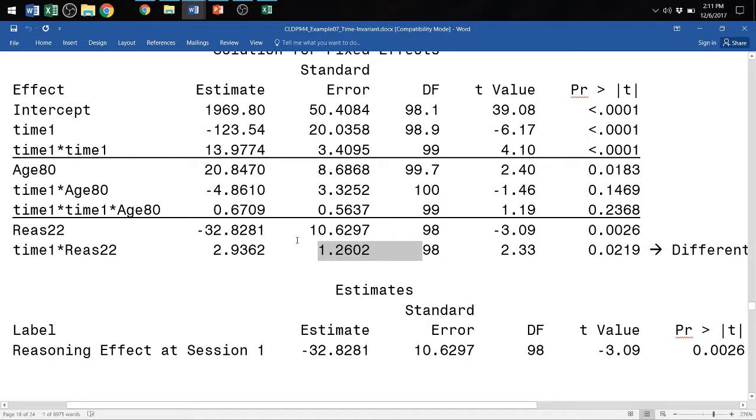It changes for two reasons. The term itself means something. So in the previous model, time by reasoning is conditional on the first occasion, and so the standard error reflects that new effect. But it also changes because it's not competing against the quadratic by reasoning term anymore in the second model.